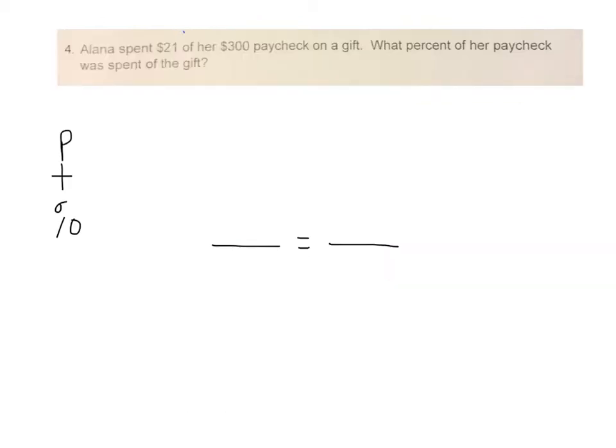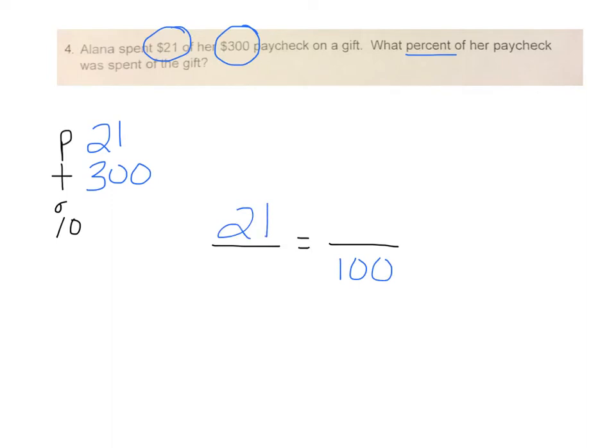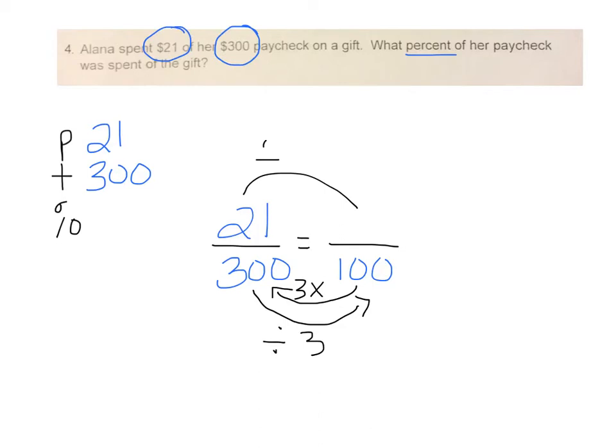Number 4, she spent $21 of her $300 paycheck. So 21 is what she spent. She had a total of 300, and we are looking for what percent. So part is 21, total is 300. Again, we've got an obvious multiplier between 100 and 300, and that's times 3, but we're working backwards. So we'll use the divider of 3 and the divider of 3, giving us 21 divided by 3 equals 7. So 7 out of 100 is 7%.